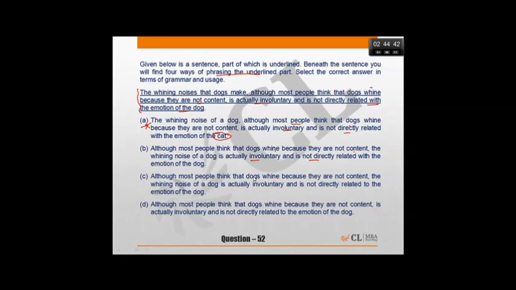Let me look at choice C. Most think that dogs whine because they are not content. The whining noise of a dog is actually involuntary and is not directly related to the emotion of the dog. So this is related to the emotion, related with the emotion. The rest of the things are the same. Let's look at the last choice. Although most people think that dogs whine because they are not content, is actually involuntary. This is missing out on a few things. So choice D has to be incorrect. So the answer is either B or C: is not directly related with the emotion or to the emotion. It is not connected with the emotion; to is the normal usage, so I will go with choice C.